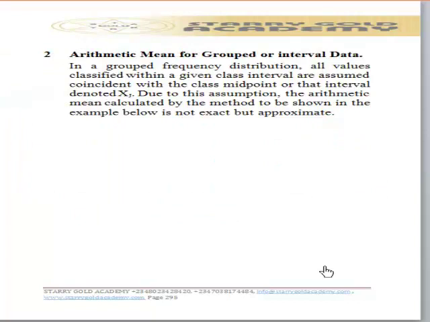So from the foregoing, we have been able to look at arithmetic mean for a single set of data, and likewise we have also considered arithmetic mean that is characterized with frequency. So this time around, let's look at arithmetic mean for grouped or interval data. In some instances, a set of data given to us may be grouped, or the data can be expressed in terms of interval, and this may require us to compute the arithmetic mean for such statistical data.